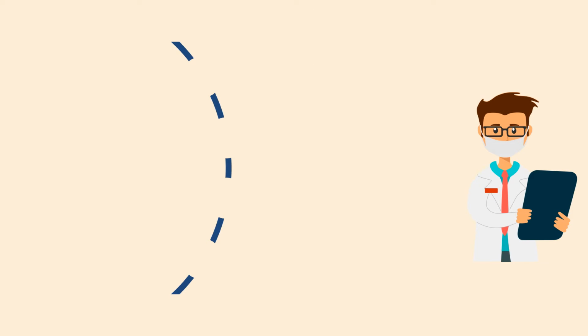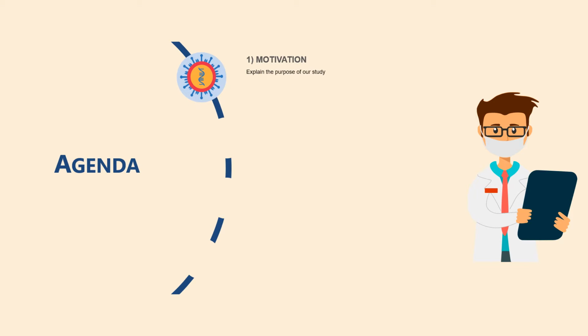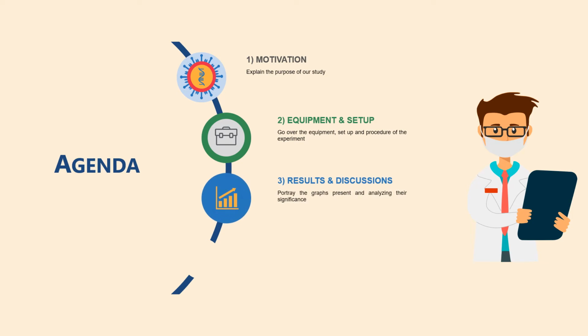In this video, we will first start off by looking at the purpose of our experiment. Second, we're going to go over the equipment setup and procedure of the experiment. Third, we're going to portray the graphs present in the results and analyze their significance. Finally, we will end with the concluding remarks, which will contain the summary of our findings and present our references.